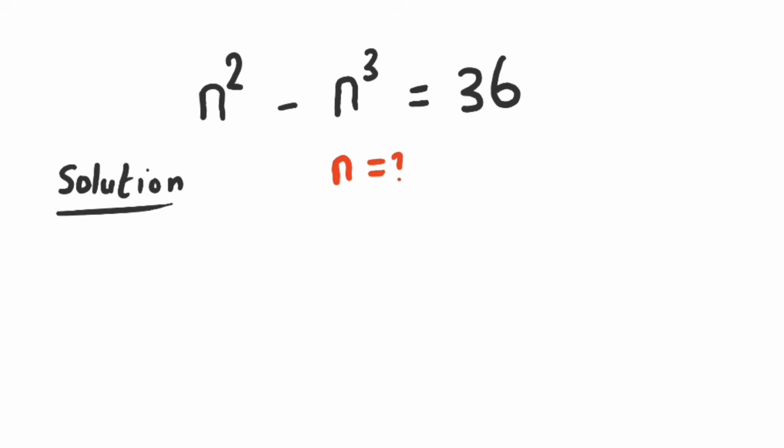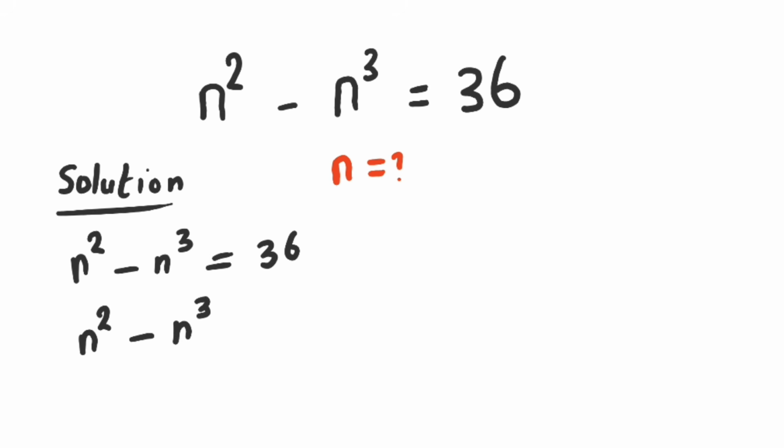We have the given equation: n squared minus n raised to power 3 is equal to 36. Then let's bring this 36 to this side. This is n squared minus n raised to power 3 minus 36 is equal to 0.